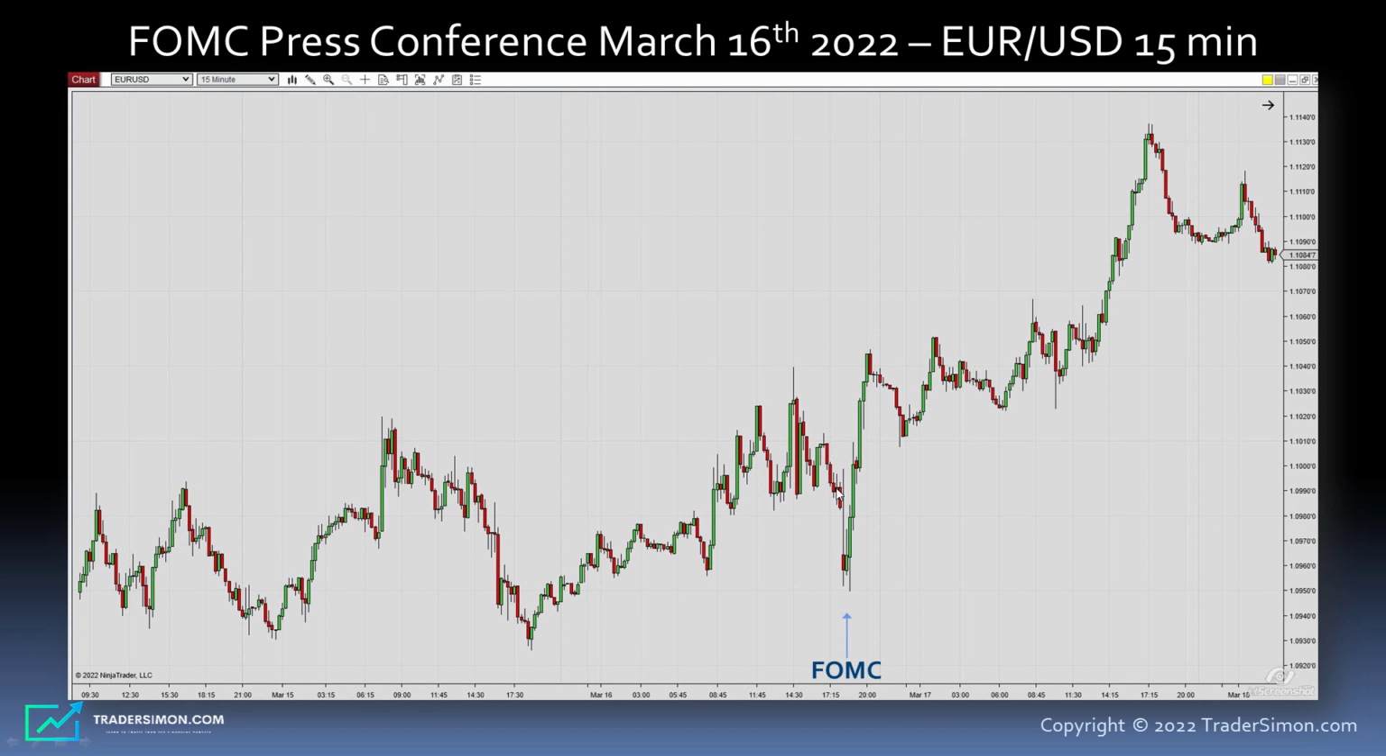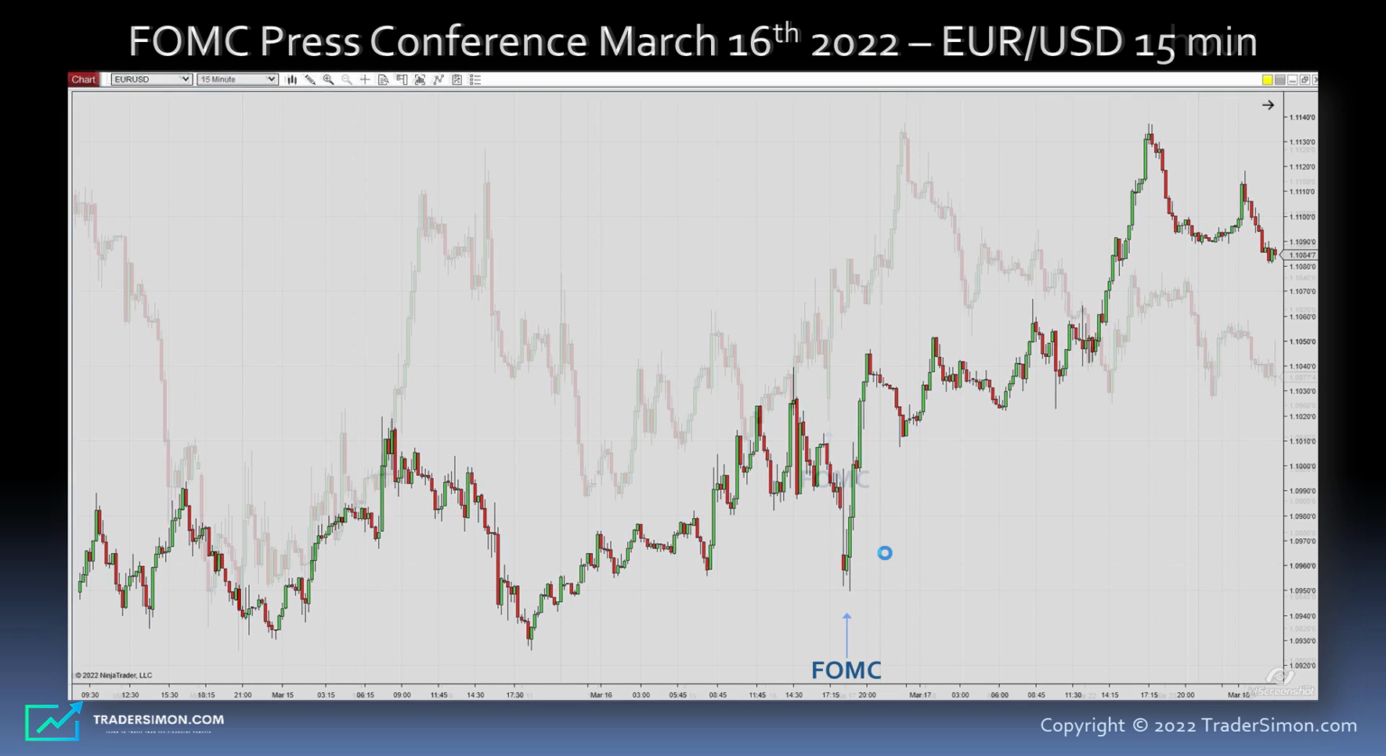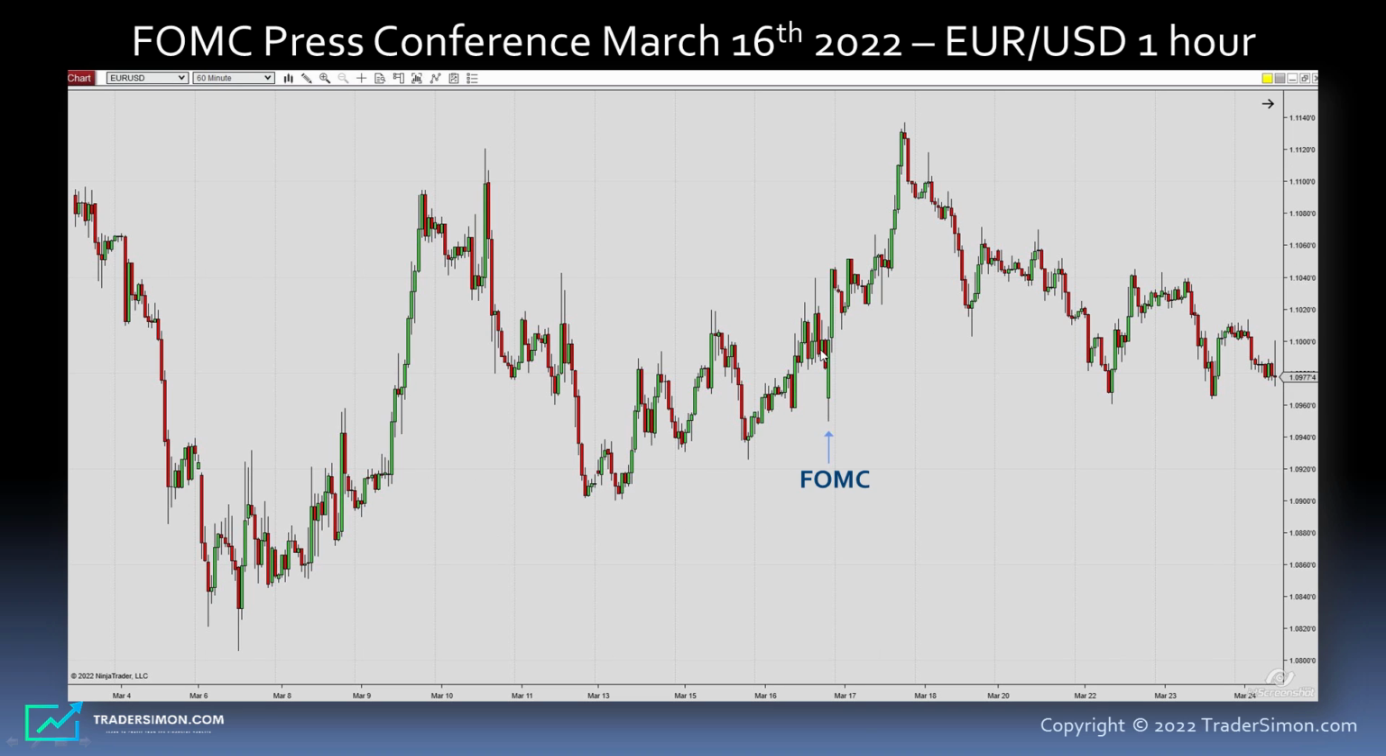Here's a 15-minute. Again, on the 15-minute, you see it as a V shape. Took out support here and then it went up, and the 1 hour again. So you can look at multiple time frames to see this.